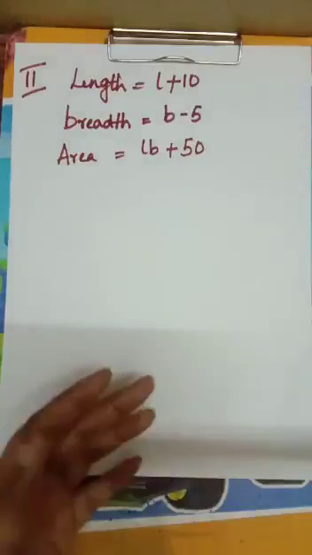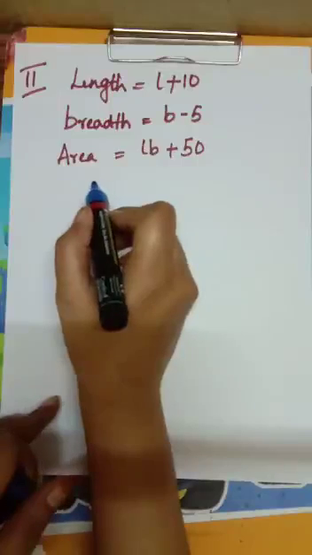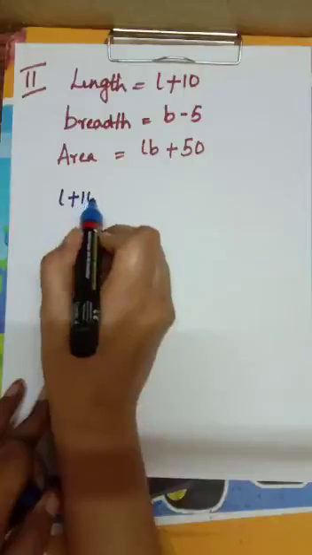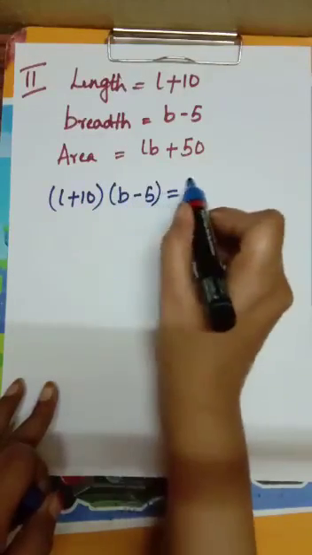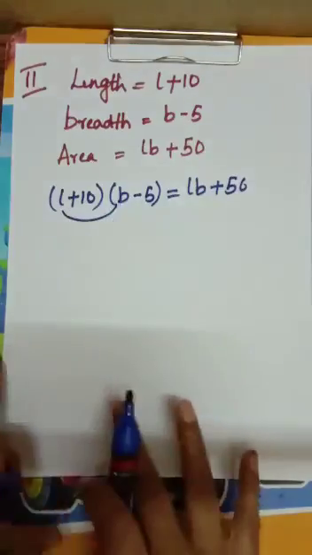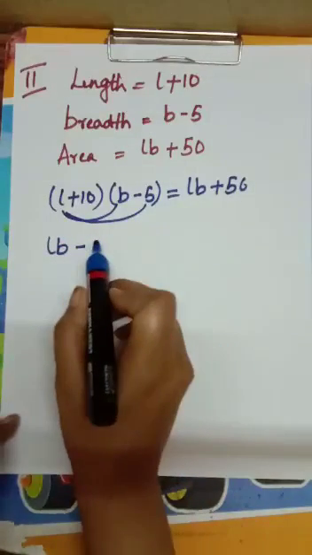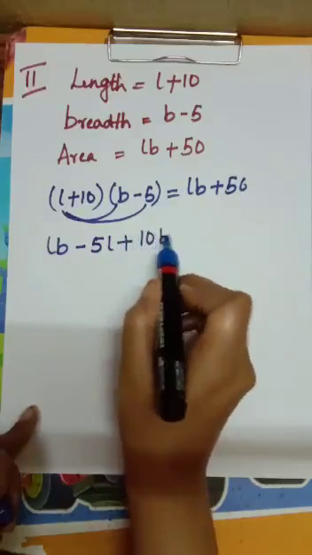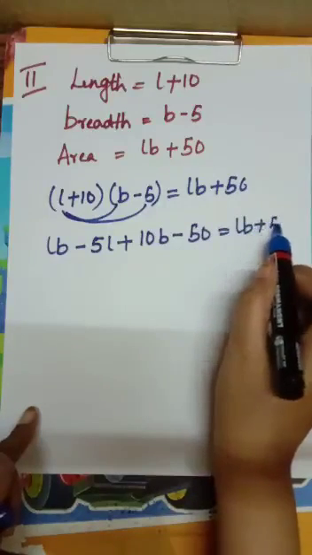50 square units. Let's use the L into B formula. Area of a rectangle is L into B. That is L plus 10 into B minus 5 is equal to LB plus 50. Multiply L into B, LB minus 5L plus 10B minus 50 is equal to LB plus 50.